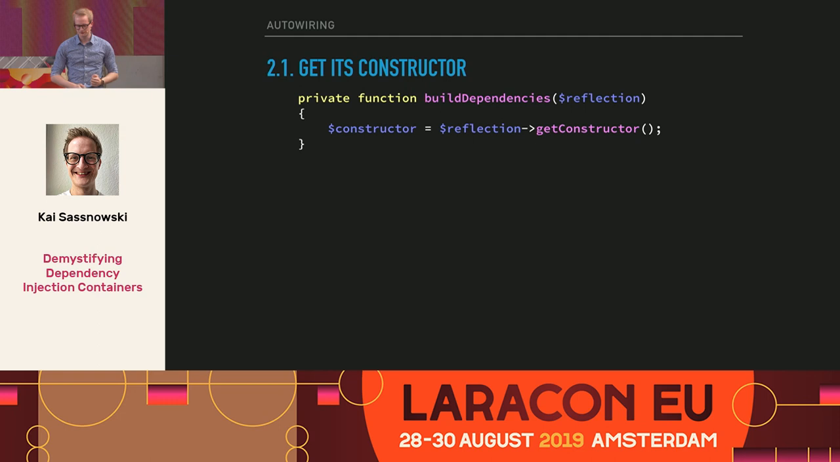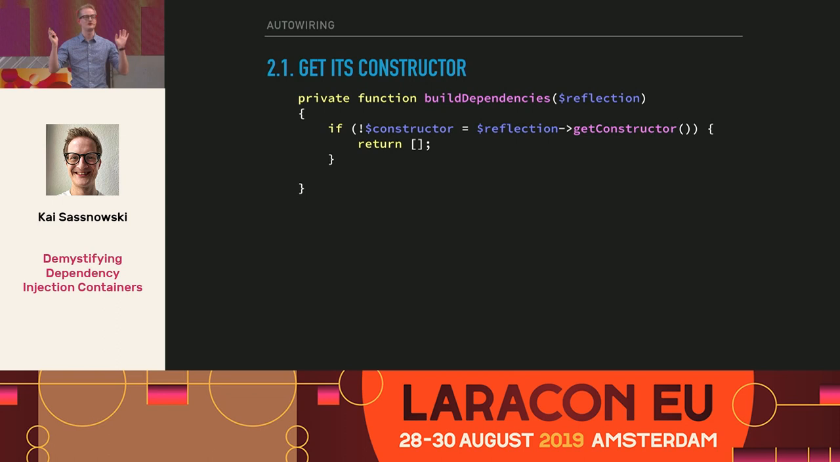However, what if there is no constructor? That's pretty good in our case, because we already said we're only looking at constructor injection. So that's the only injection point. That means if there is no constructor, there are no dependencies. We're done. We can just return an empty array and say, here are the dependencies of this class. It's basically the zero value is the empty array. Then we're done. Cool.